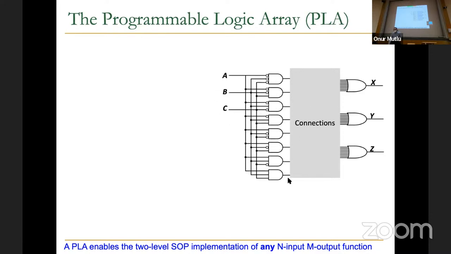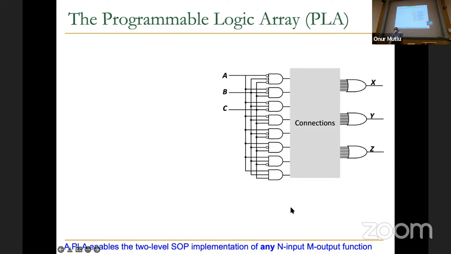So you have eight of these min terms. And any of those min terms can be connected to any of these wide OR gates, eight input OR gates, X, Y, Z. So you can implement any three input, three output function this way, because you generate any possible min terms, and you can connect any of those possible min terms through reconfigurable connections that I'm not going to explain over here, but you can think of how those connections can be constructed using multiplexers, for example. That's one way, or using something that functionally acts like multiplexers. There could be fuses also.